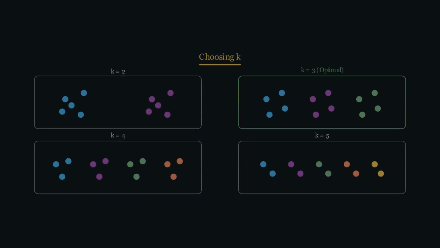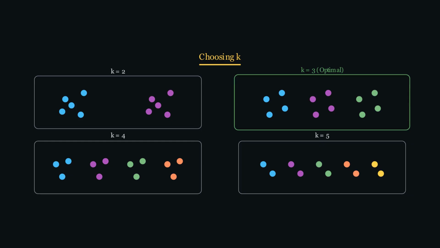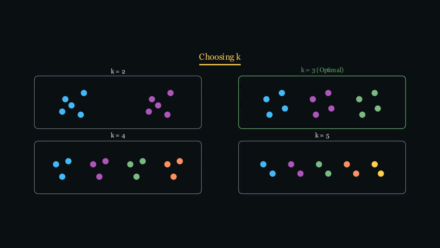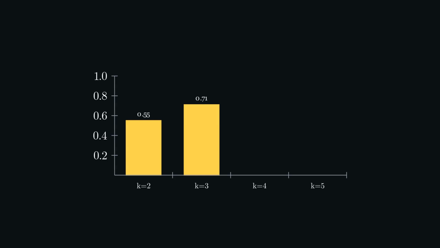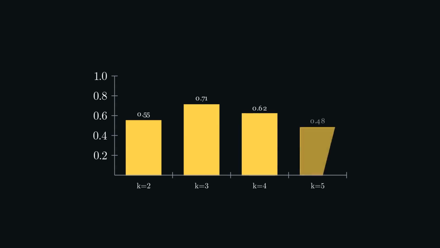This average score is also great for choosing the number of clusters, usually called K. We can run the clustering several times, once for each value of K, and compute the average silhouette score each time. For K equals 2, the average silhouette score comes out to 0.55. For K equals 3, it comes out to 0.71. For K equals 4, it drops to 0.62. For K equals 5, it drops further to 0.48. The highest score, 0.71, tells us 3 clusters fits this data best.